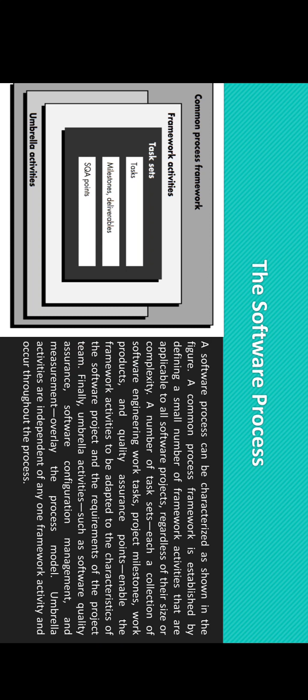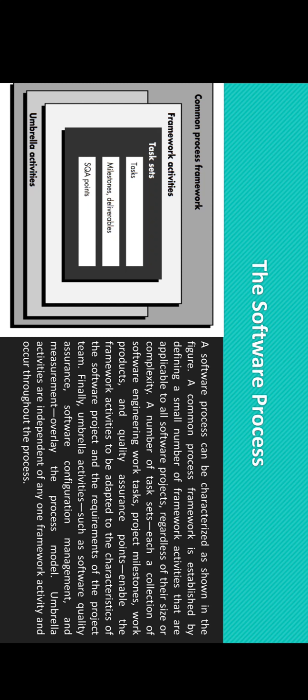First of all, I would like to explain to you the characteristics of the software process model, which you can observe in the figure that is represented on the screen. So the software process is characterized as shown in the figure. It consists of a framework and also the activities blocks related to the software process.